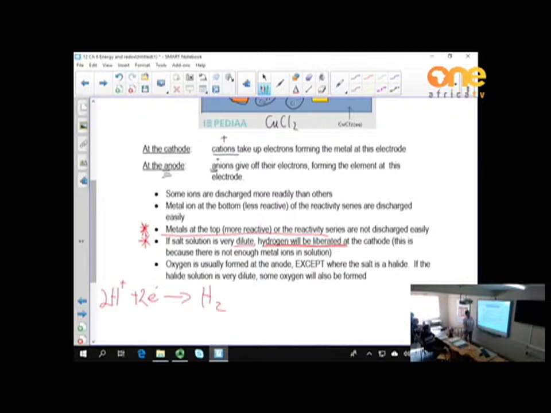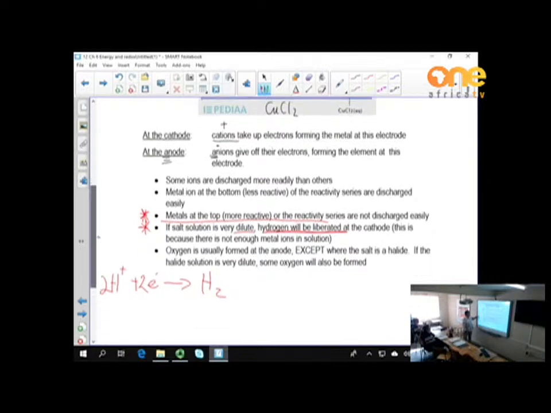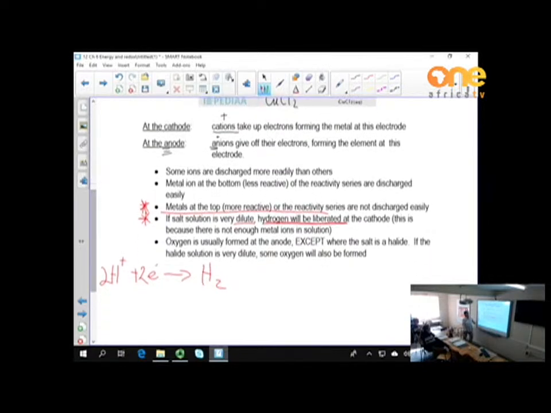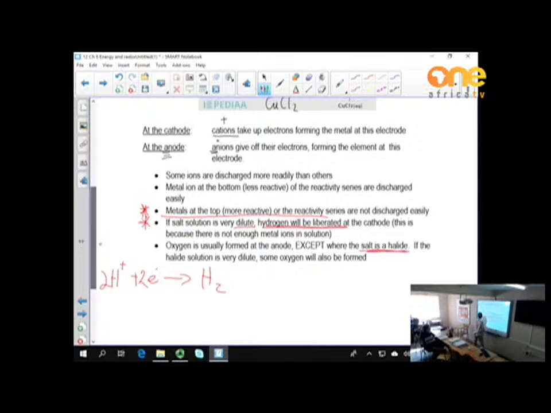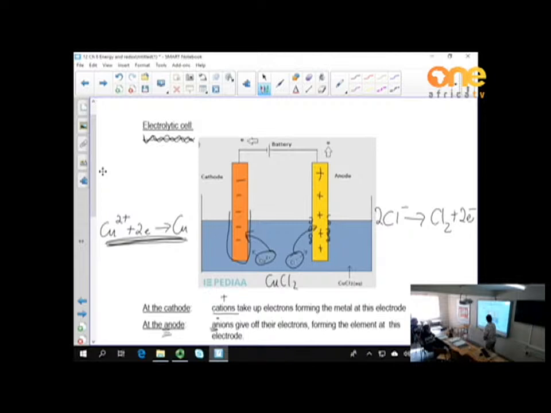They must know this. Now, usually oxygen is formed at the anode. The oxygen comes from the watery medium. Okay, water is H2O. Usually it's oxygen, except if the salt is a halide, like in the example that I have. My salt was copper chloride. Halides are chlorides, fluorides, bromides, iodides. They are discharged easily. So if I have a salt solution where I have a halide, the halide will be formed at the anode. All right?